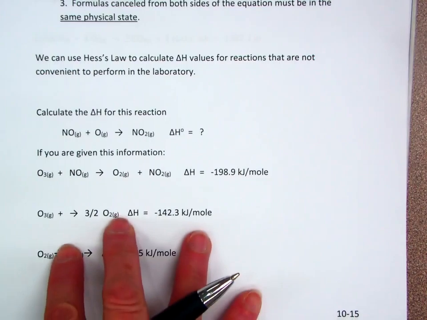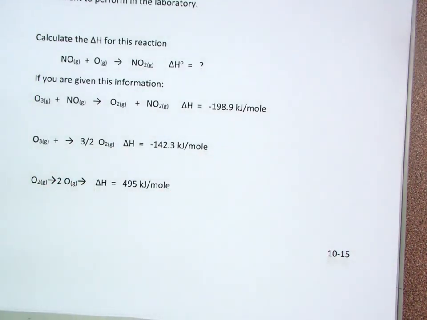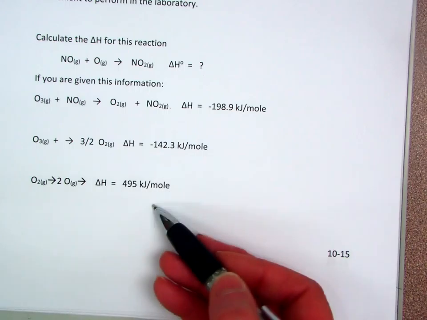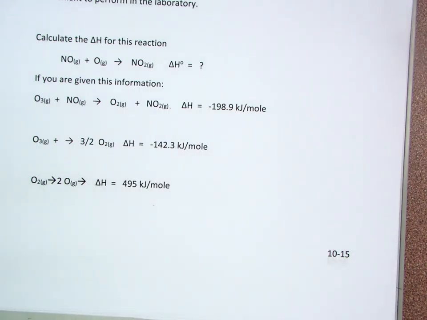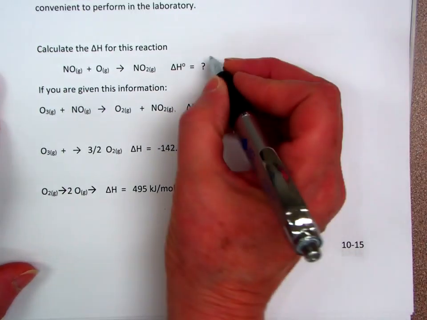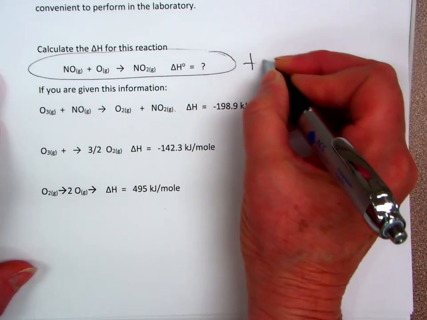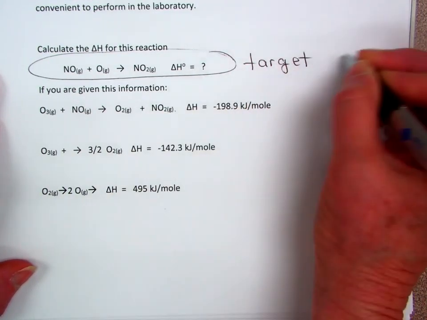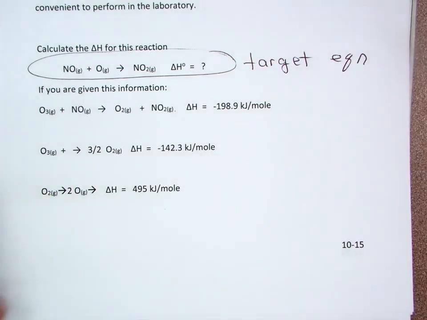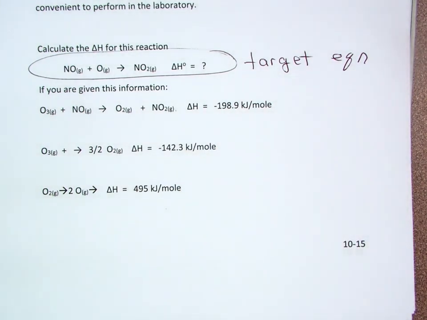So let's look at this problem. Calculate the delta H for this reaction. NO gas plus oxygen atom yields NO2 gas. And we're asking, what is my enthalpy change? Well, let's look at the information we have. We have 3 other reactions, and we know the enthalpy information for those. So I think of this as a puzzle, and I call this my target equation. I am trying to build the target equation using this information.